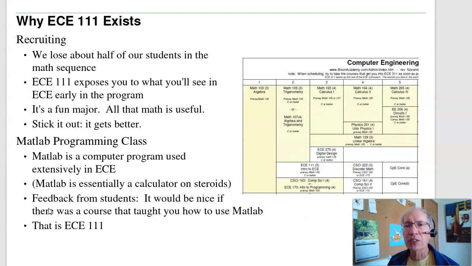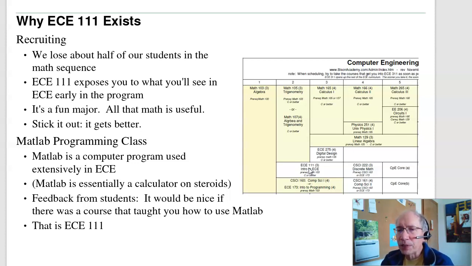In terms of why this course exists, there are actually 2 reasons. One of the reasons is, if you look at the curriculum in the ECE department, you start out taking algebra, trig, calc 1, calc 2, and so on. You don't actually get into your major until your 5th semester, typically. We lose quite a few students in the first 2 years, and one of the reasons is that the math is important, but the fun stuff is when you get into engineering. That's when you start building stuff. So we introduce a class in the freshman year just to let you know that engineering is a fun major. Stick it out. You got to get through the math, but once you do, it's a lot of fun.